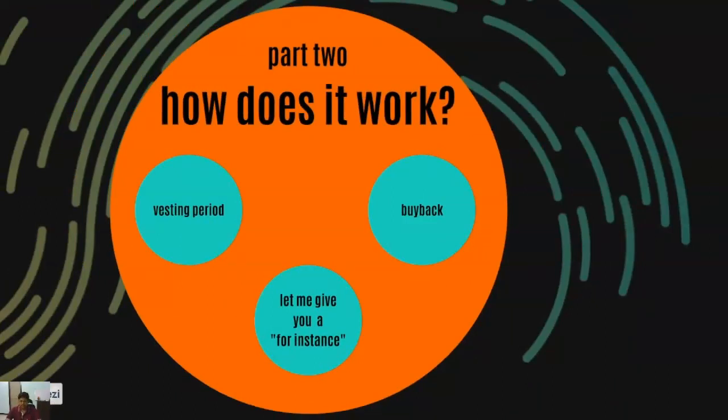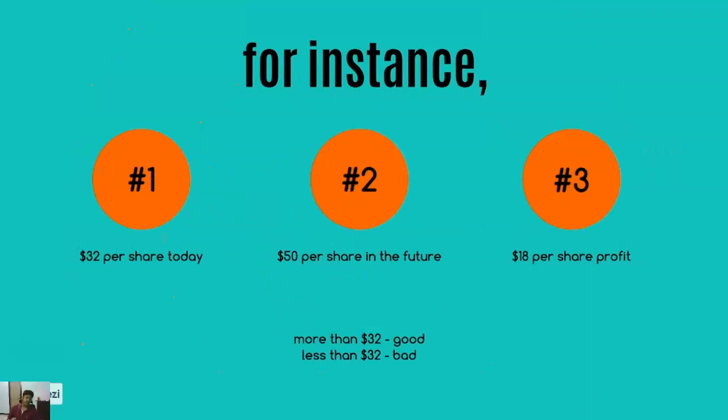So, as I said in the beginning, I would give a very small example. For instance, if the company's value is $32 per share, and they have, for example, 1,000 of these shares, that would amount to $32,000. In the future, for example, 5 years down the line, this becomes $50 per share, for the same 1,000 shares. So that would be $50,000.